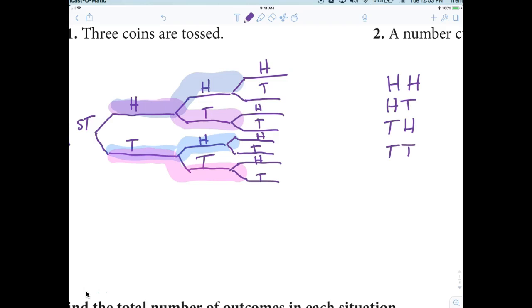Hunter, come on. 1, 2, 3, 4, 5, 6, 7. There are 8 possible outcomes. The question is, what are the outcomes? Carly, I'm right up here.